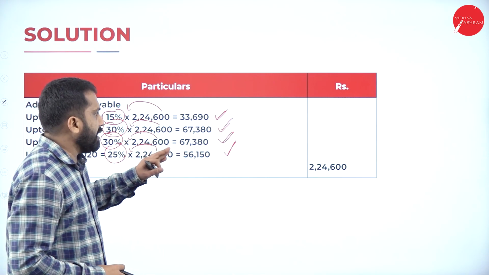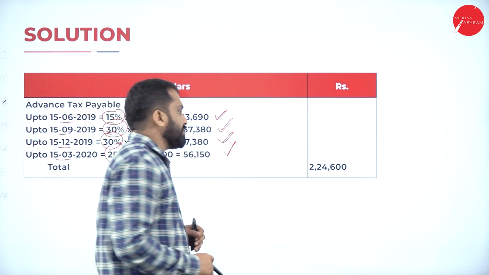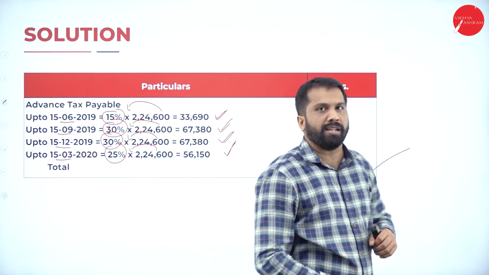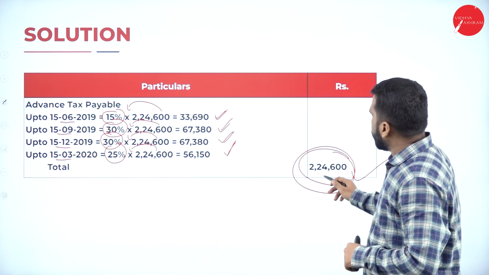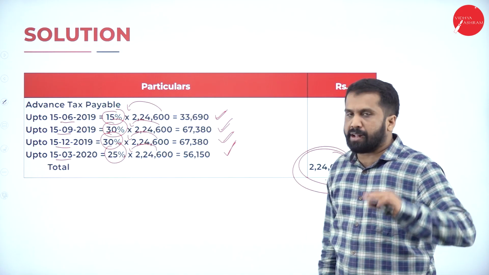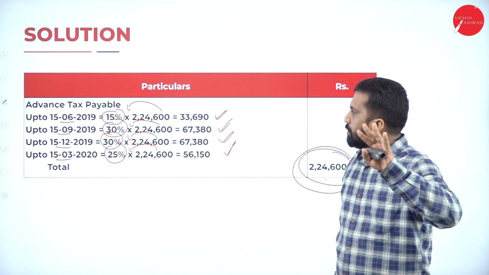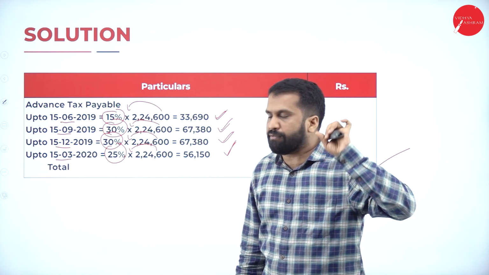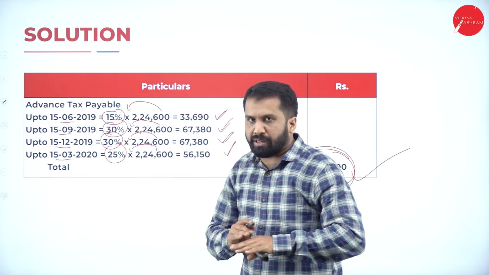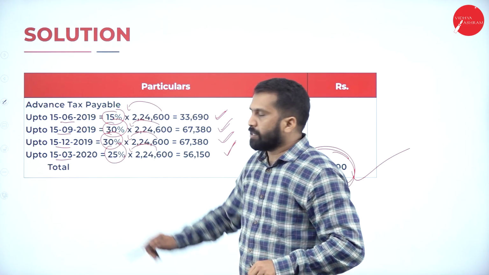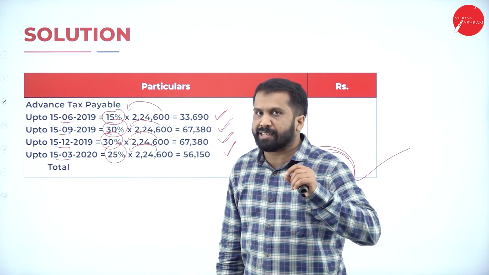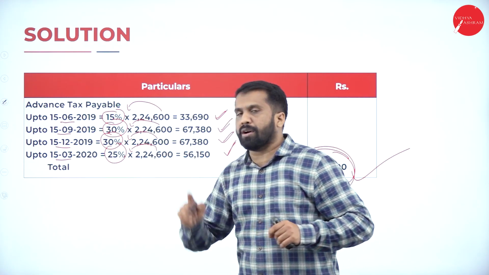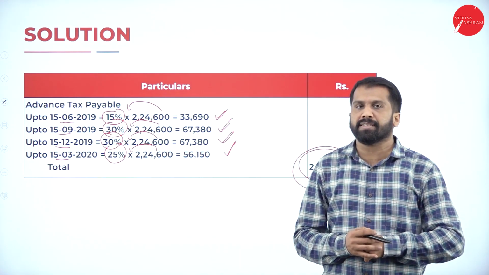So we're done with this calculation and your total value is how much? 2,24,600 is your total value. Your total value we have classified into 4. So percentage will be 15, 30, 30 and 25. The percentages will not change. The dates will not change. It is always fixed. Hope you are clear. Yes, this is all about your advanced tax calculations.